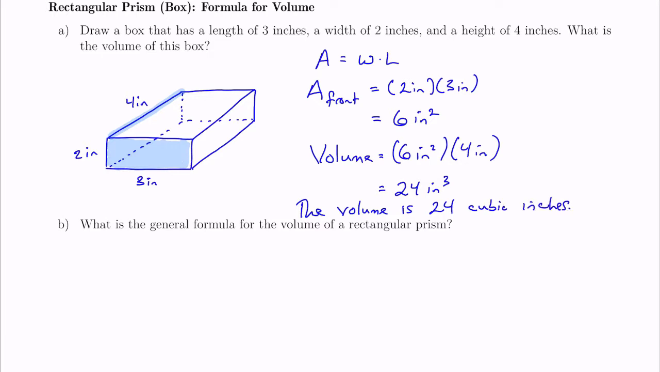In part B, we want to state the general formula for the volume of a rectangular prism or box. If we take a generic box that has a width, a length, and a height, the general formula for the volume of this shape will be the width times the length times the height.